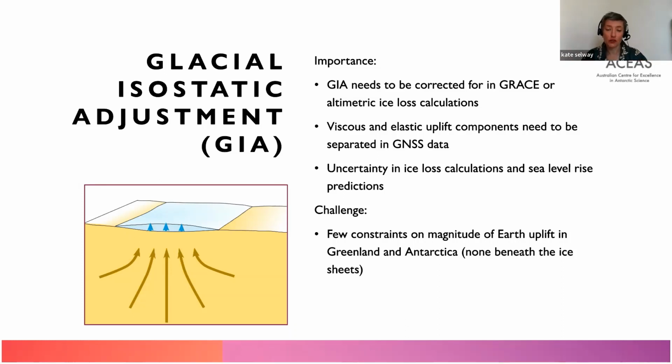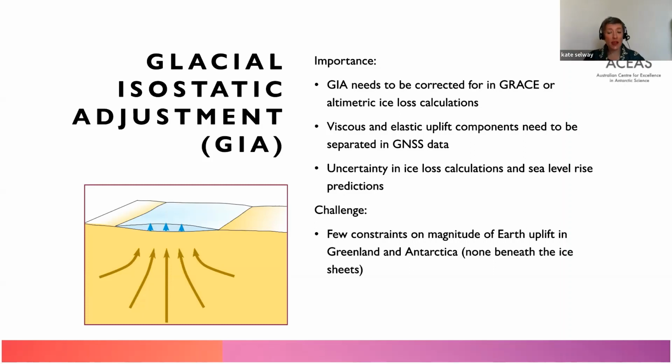We do have measurements, so GNSS, GPS data on bedrock give us measurements of that surface uplift. But in that surface uplift, there is an instantaneous elastic component, and then this long-term viscous component. And to understand exactly how those GNSS data relate to current ice melting, we need to be able to separate those components. And so all of this just brings an uncertainty into our ice loss calculations, and then also our sea level rise predictions.